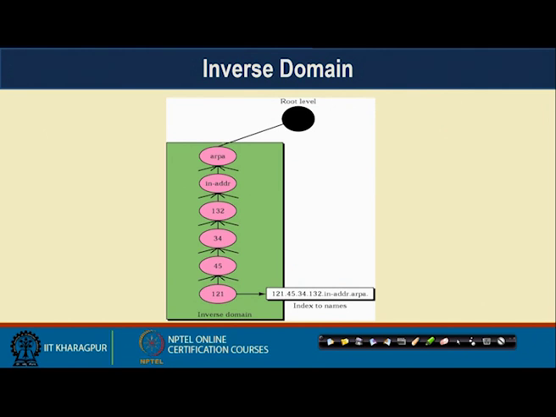So, if the IP is there, it basically sends back the name of the thing. Usually primarily we have forward resolution; this is an inverse resolution.